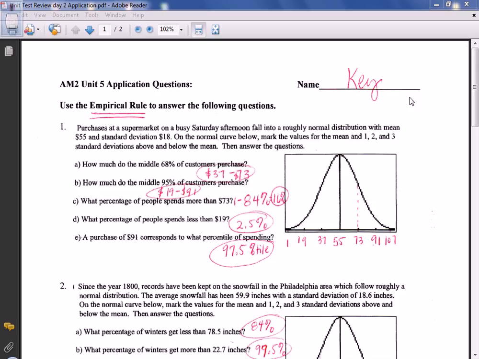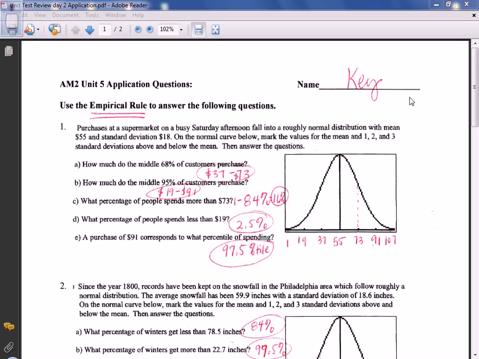Now, that doesn't work when the directions say use the empirical rule. When the directions say use the empirical rule, there is only one correct answer. There's no room for interpretation. The empirical rule is set. So, 1 and 2 were under the category that said use the empirical rule. So that's what we should have done on 1 and 2.